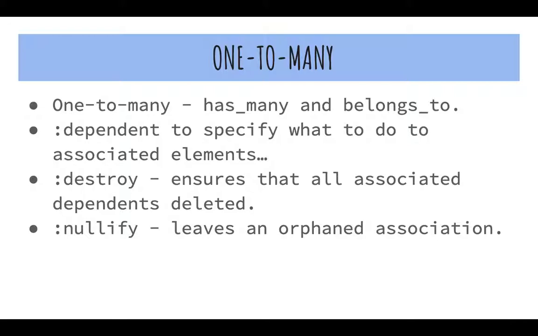So one-to-many uses has_many and belongs_to. Those are the two ActiveRecord conventions or methods that we use to represent that relationship. Dependent we use to specify what to do to associated elements, and destroy ensures that all associated elements are deleted. On the other hand, if we want to leave an orphan association, which you might rarely want to do, we can use nullify. Next time we're going to look at many-to-many relationships.